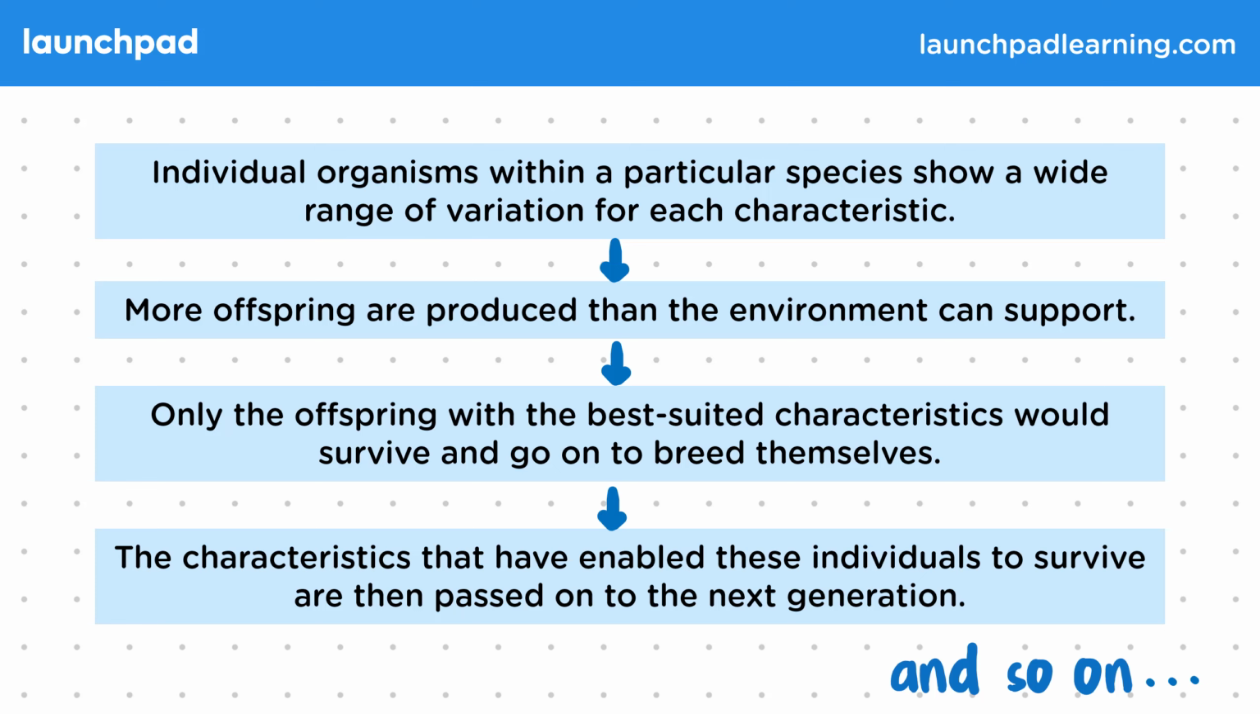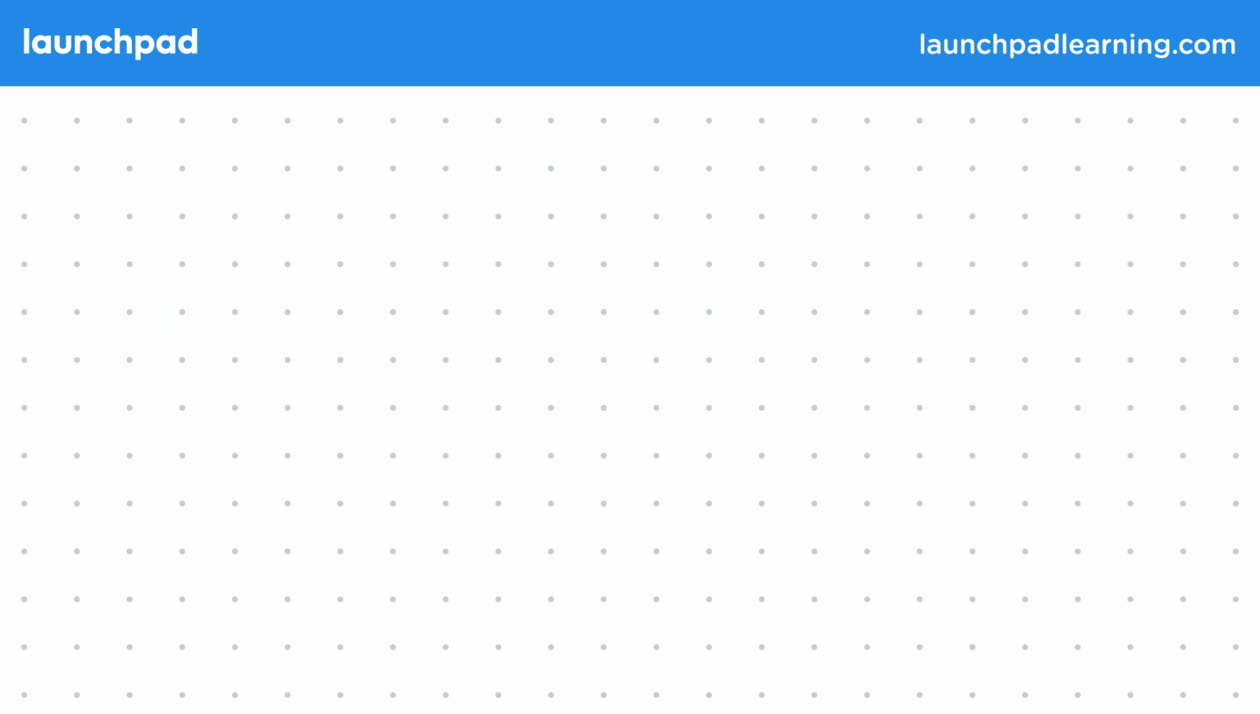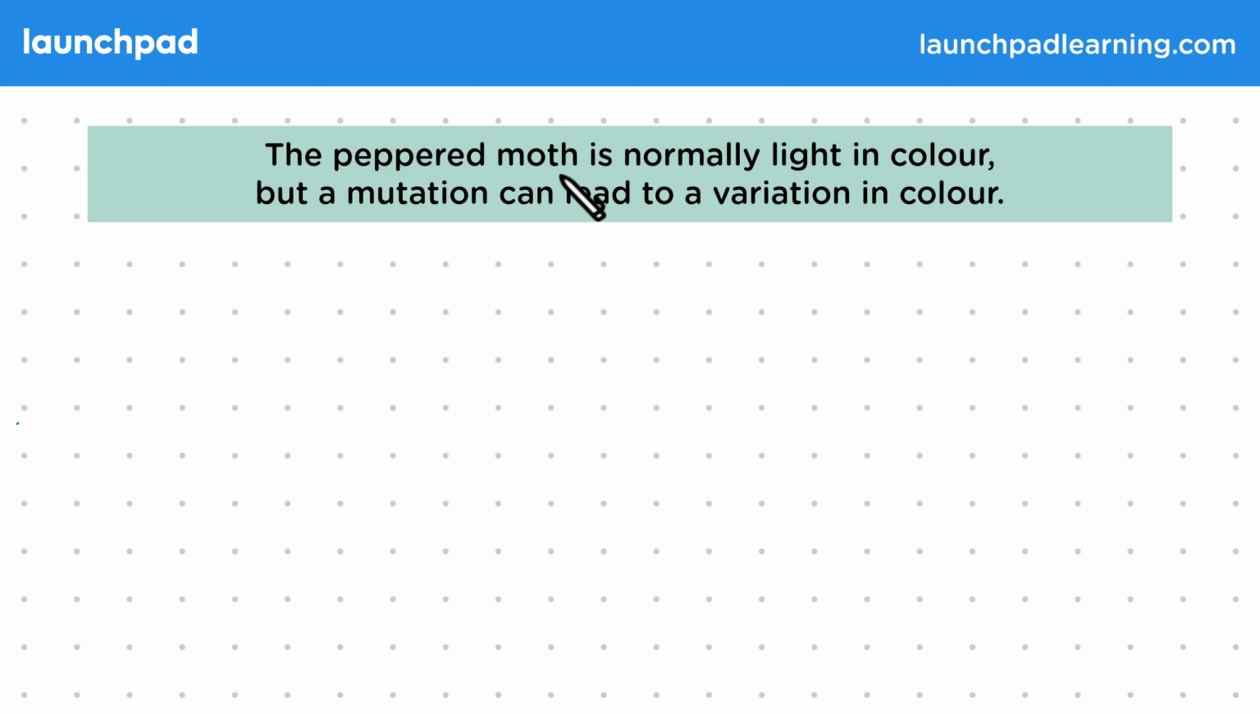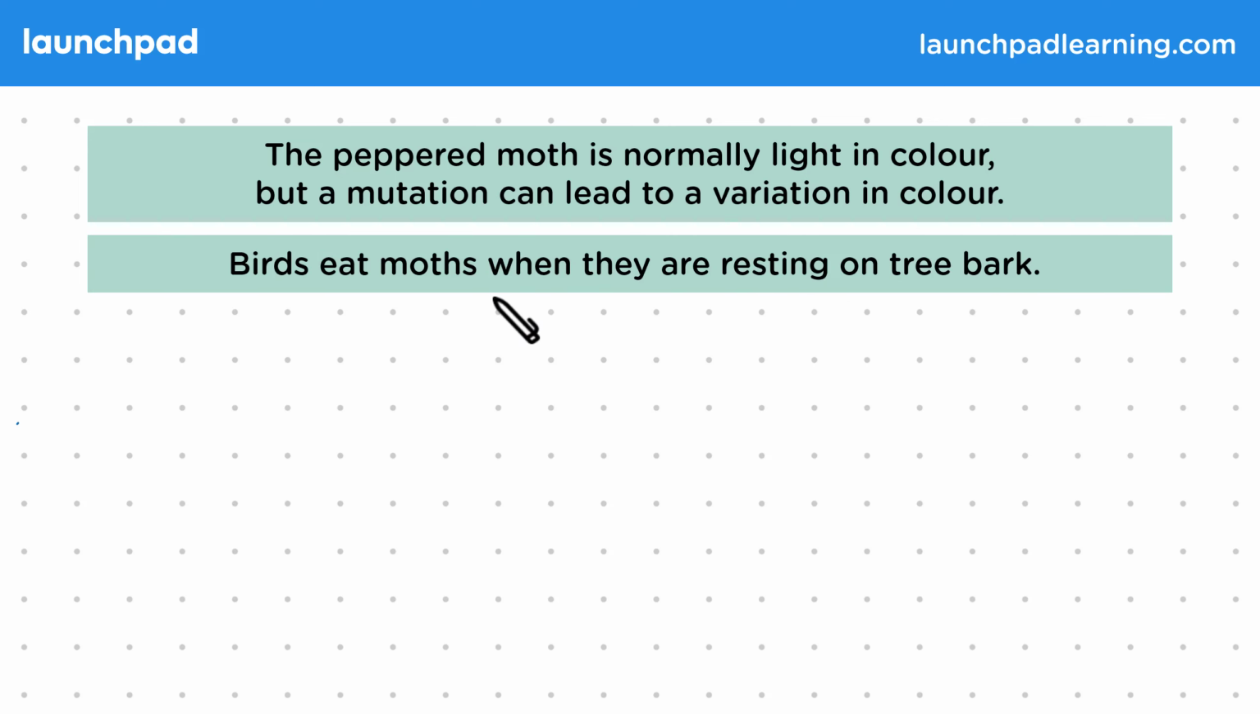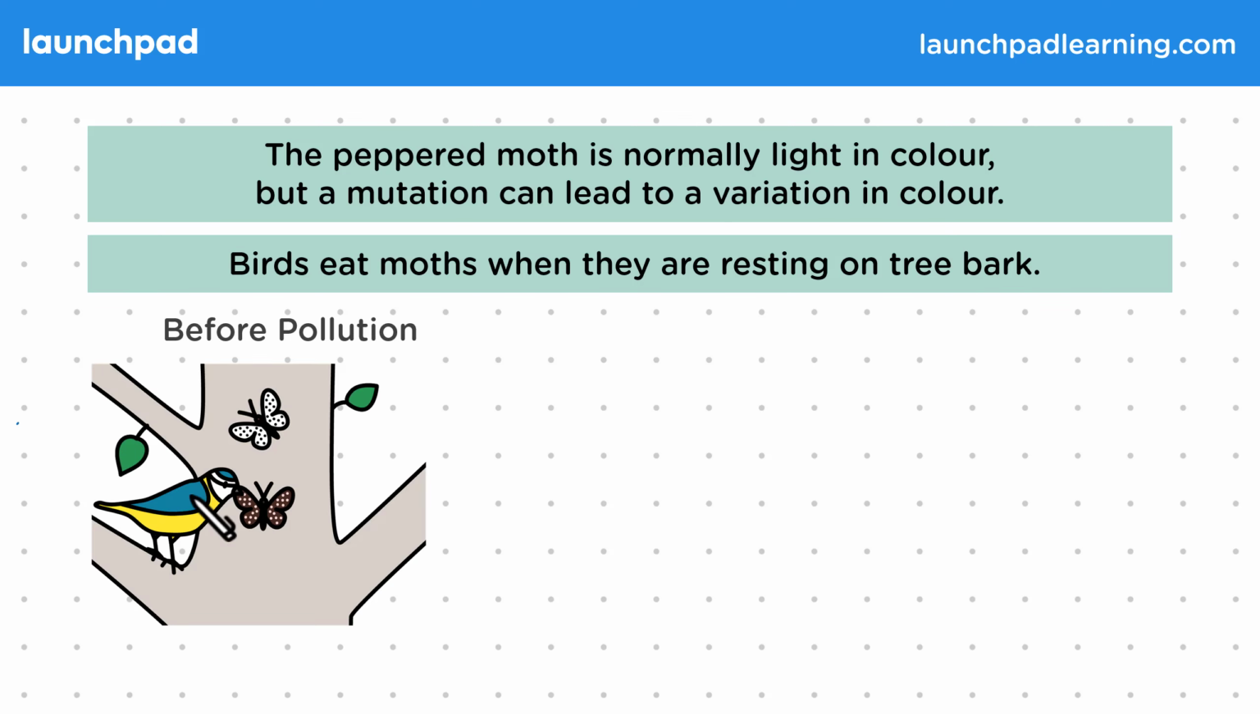What sort of question about natural selection might you be faced with in the exam? The peppered moth is normally light in colour, but a mutation can lead to a variation in colour. Birds eat moths when they're resting on tree bark. This diagram shows a bird feeding on moths which are sitting on tree bark. This scenario is before pollution occurs. You can see how the darker peppered moth is much easier to spot and so gets predated by the birds.